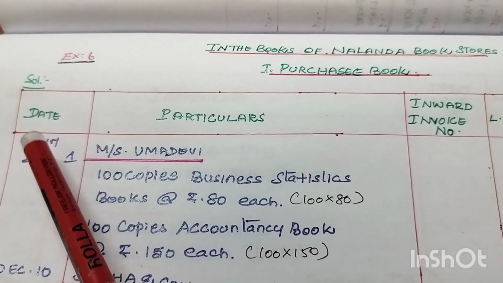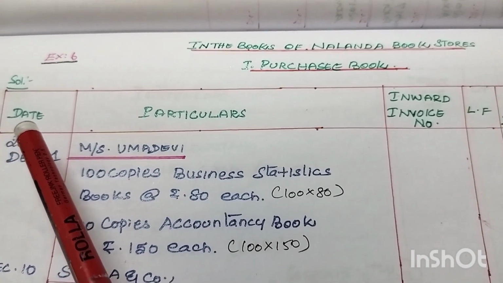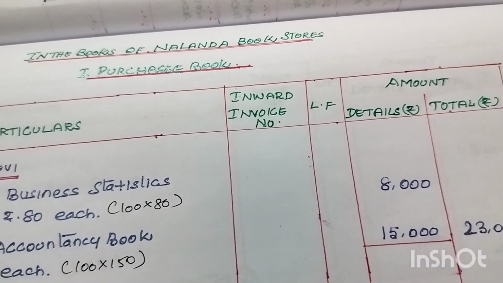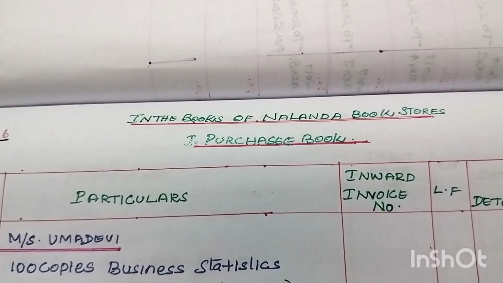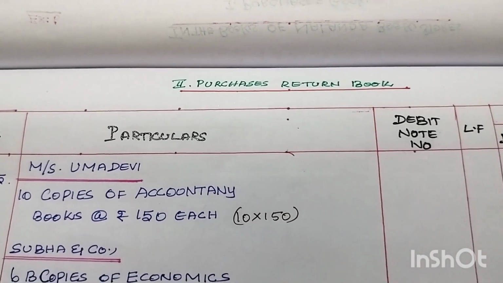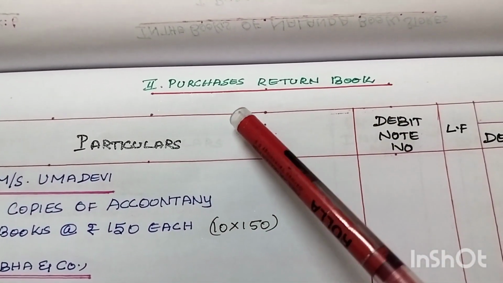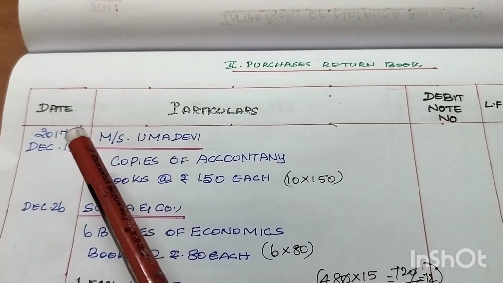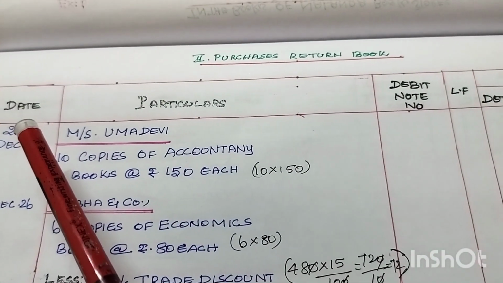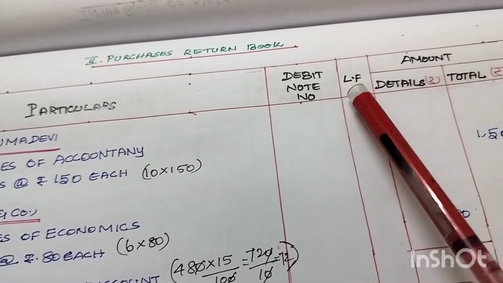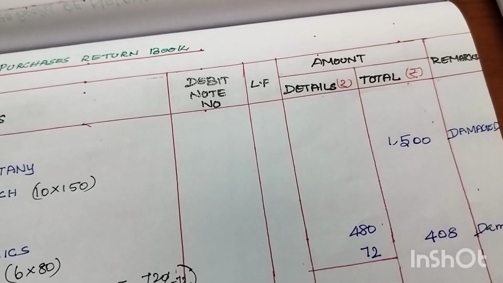The book name is purchases book. The format of the purchases book has 5 columns, that is date, particulars, inward invoice number, LF, amount, details and totals. Then simultaneously, side by side, you are going to open sales book and purchases book transaction. Okay, so in second transaction you are going to open the purchases return book. The format of the purchases return book has 6 columns, that is date, particulars, debit note number, LF, amount, detail, total and remarks.